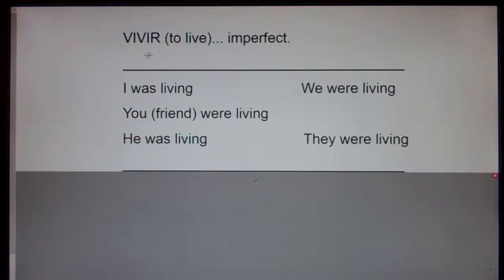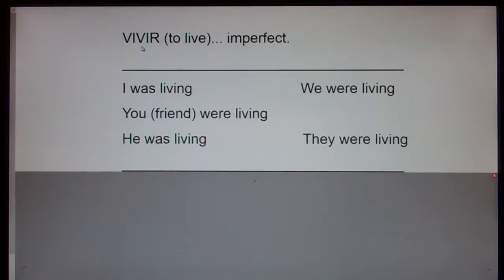This is a verb, vivir, which means to live, and imperfect is a past tense grammar pattern that means -ing, like was living or I always lived, okay? So, vivir, imperfect, means past tense. How are we going to remember that vivir means to live?